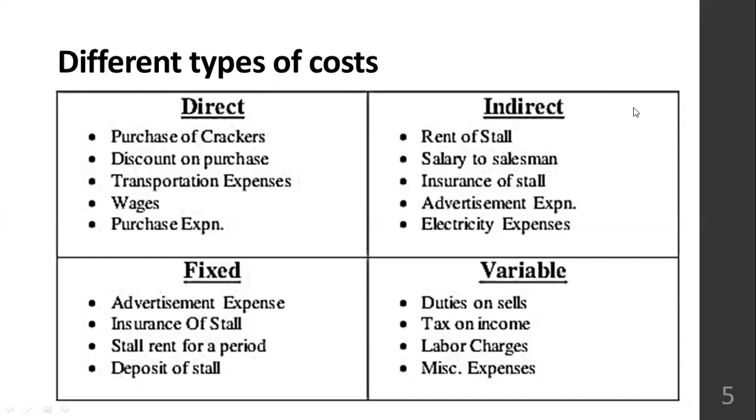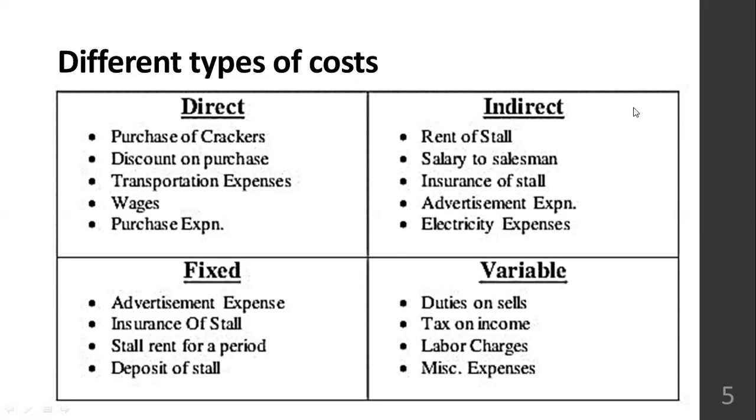Then you have variable costs. Variable cost is something that keeps on changing every time. At a regular interval you have to pay this cost, but the amount is not always the same. On a monthly basis or a weekly basis, you have to pay this cost, but the amount is not the same. That is the reason why it is variable.